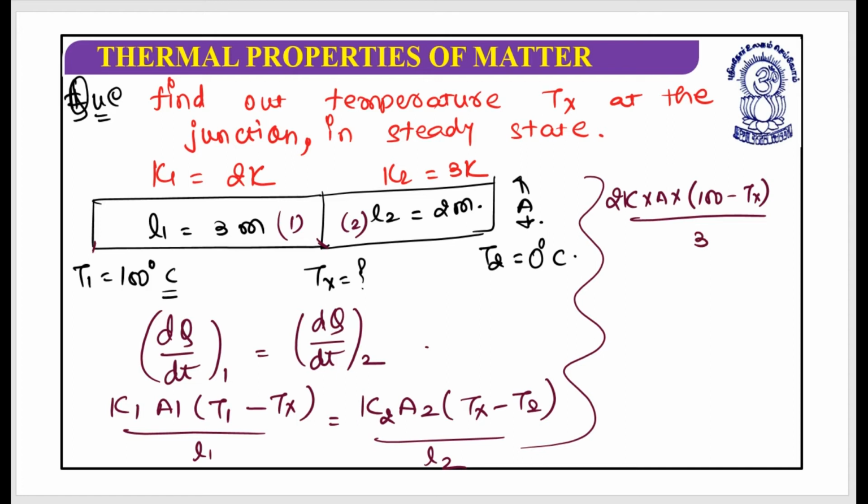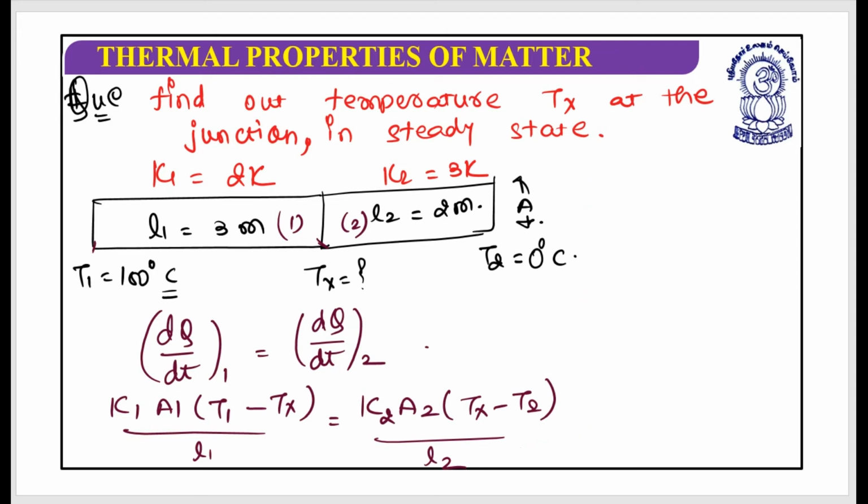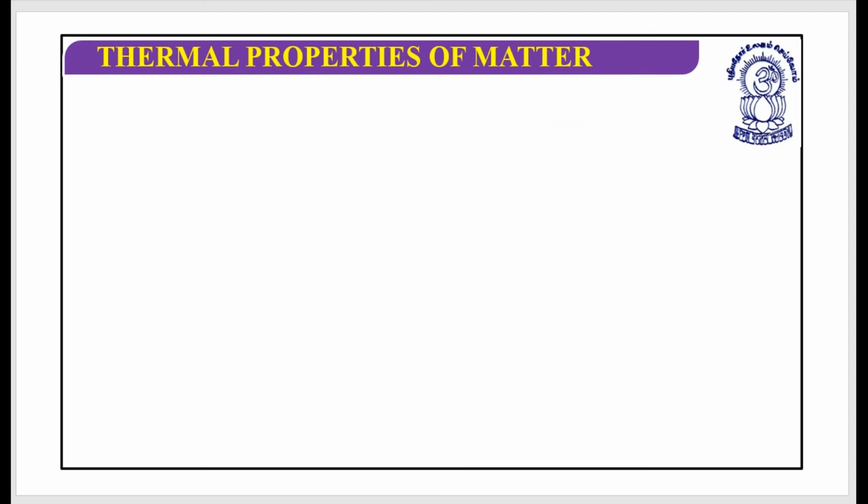That is equals to... let's write it on the second slide. No space would be there. So this could be written as k1, it's a 2k, sorry.